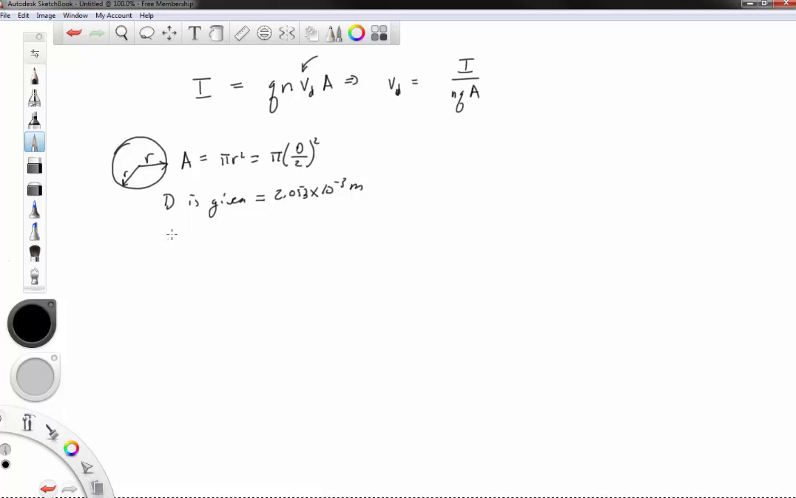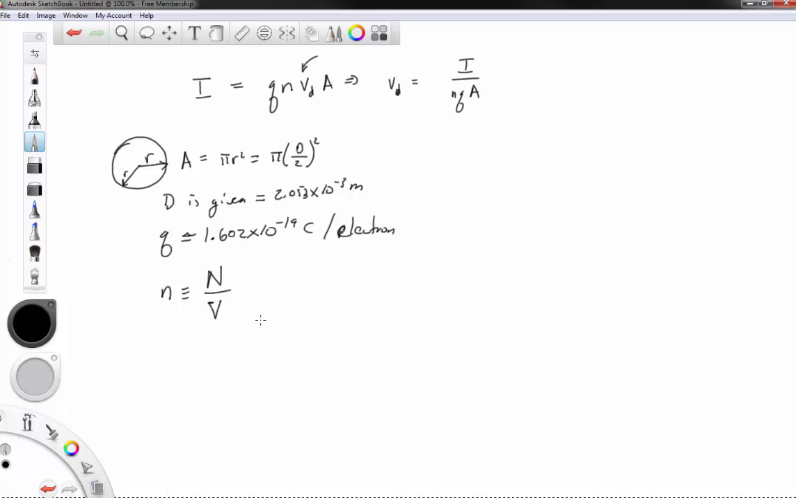So Q is the charge of an electron. Q is about 1.602 times 10 to the minus 19 coulombs per electron. So what we need to do at this point is figure out the value of n, where n is again defined as the number of charges per unit volume.